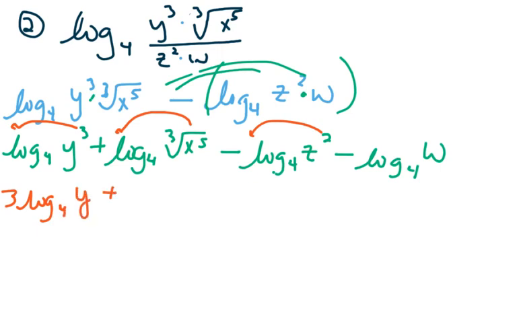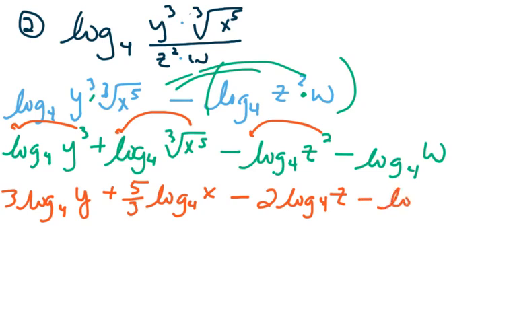plus, now this cube root of x to the fifth, we can think of that as x to the 5/3 power. So we're going to have a 5/3 power that gets moved to the front of that little piece, so log base 4 of x. We had a square here, so minus 2 log base 4 of z. And then we didn't have any power on this last one, so it's going to stay log base 4 of w.